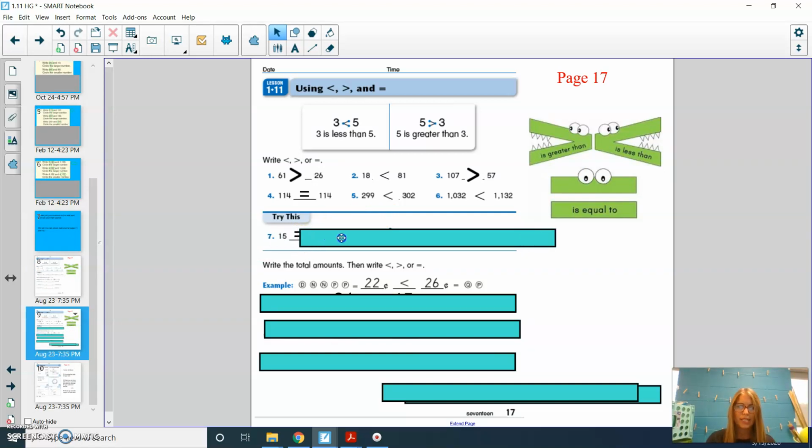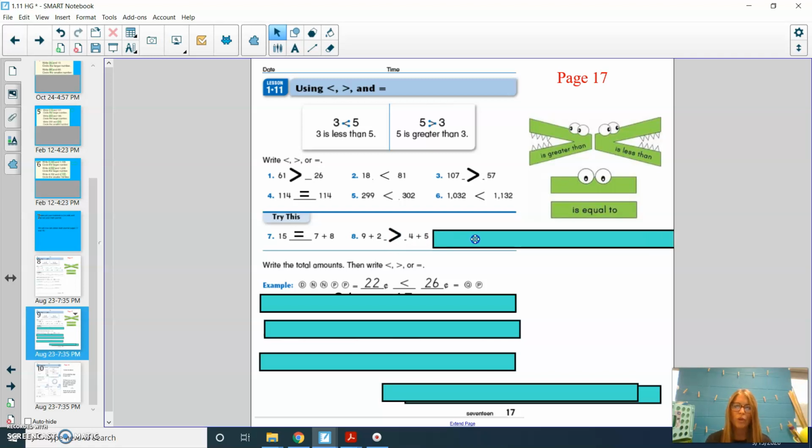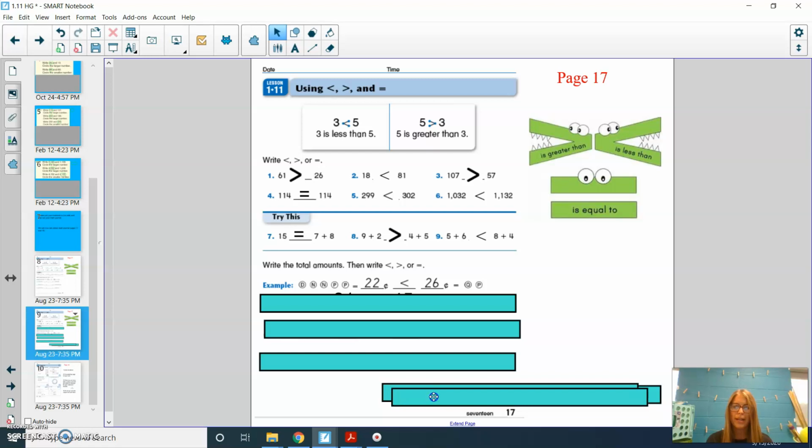All right, boys and girls. So I know that 7 plus 8 is also 15. So for number 7, 15 is equal to 7 plus 8. For number 8, I know 9 plus 2 is 11, and 4 plus 5 is 9. So 11 is greater than 9. And for number 9, I know that 5 plus 6 is 11, and 8 plus 4 is 12. So 11 is less than 12.